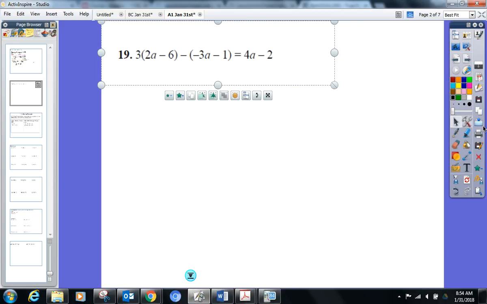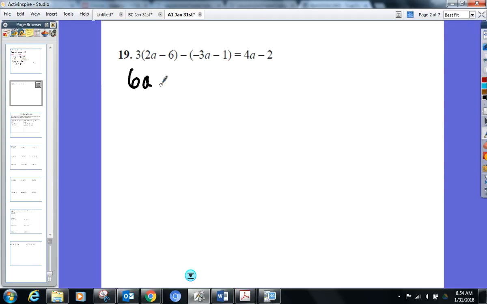All right, number 19 from yesterday's notes. Help me out here. Distribute the 3. What do we get when we distribute the 3? 6a minus 18. What are you distributing next? The negative or a -1? Yes. You're distributing the negative or a -1. So what's that going to become now? This will become plus 3a and plus 1.